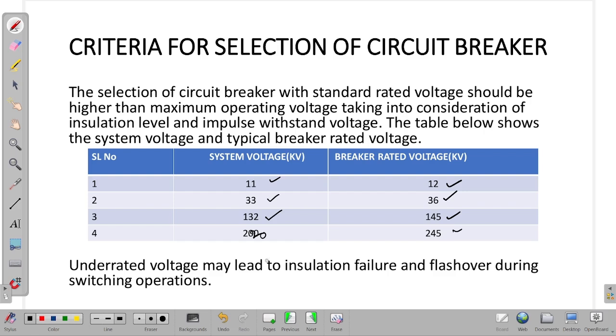An underrated voltage may lead to insulation failure. If we take an underrated voltage circuit breaker, it may cause insulation failure and flashover during the switching operation.